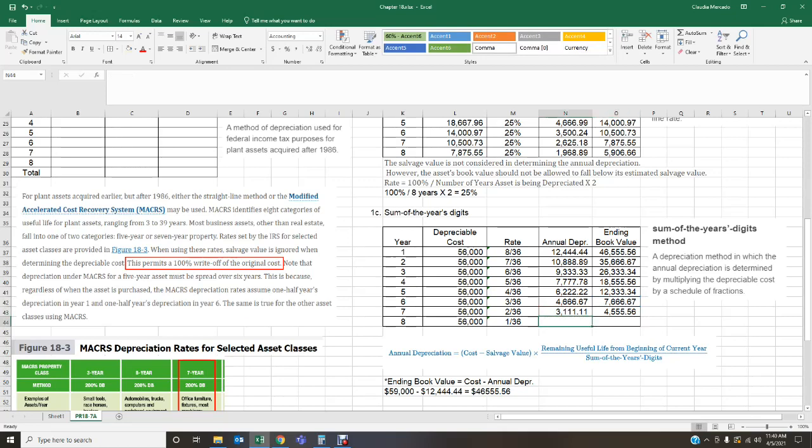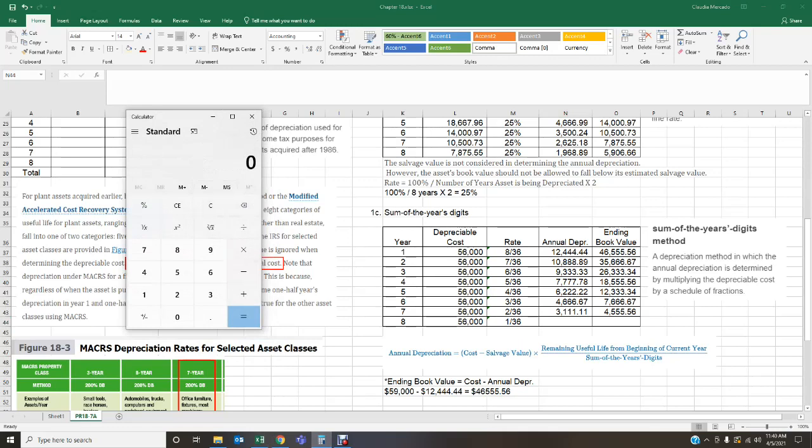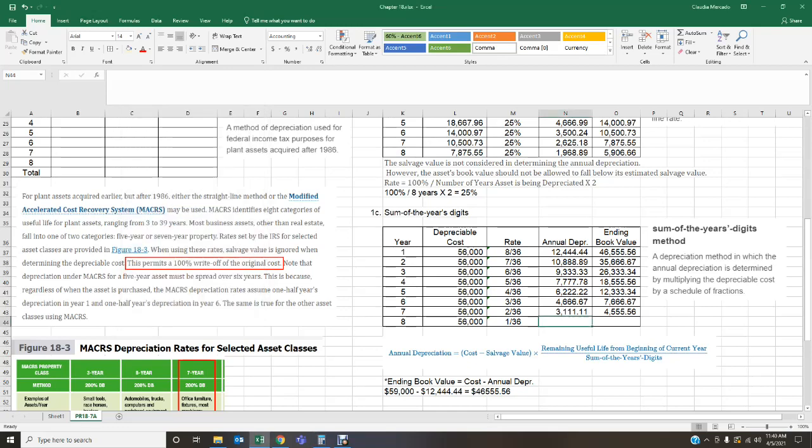And that gives me 4,555.56. Now we get to the last year. Okay. So the last year we have 56,000 times 1 over 36. That gives me 1,555.555. Because that third digit is a 5, I'm going to round up. And that will be 1,555.56.